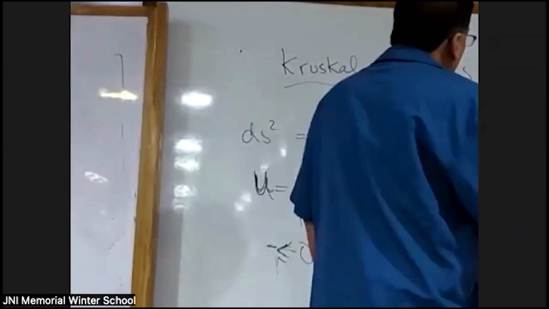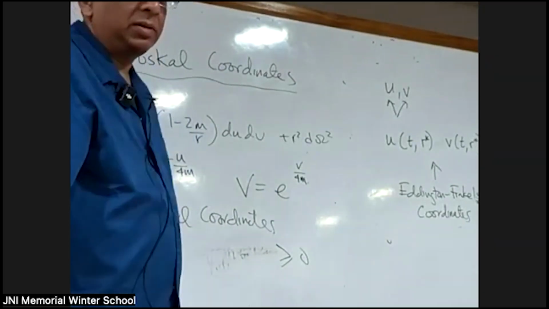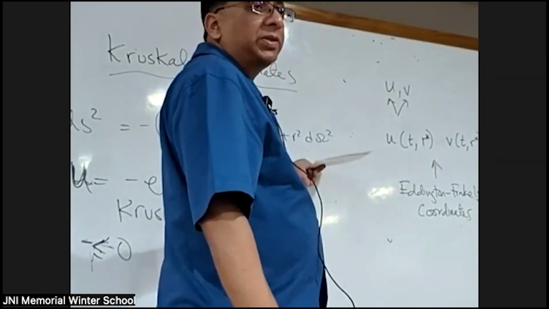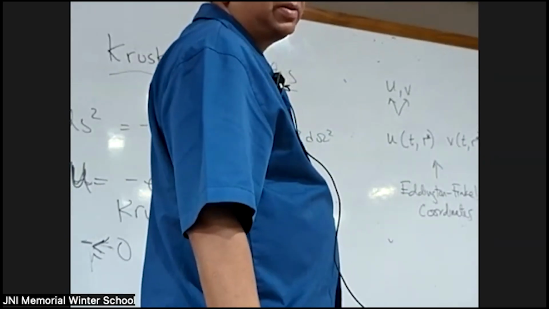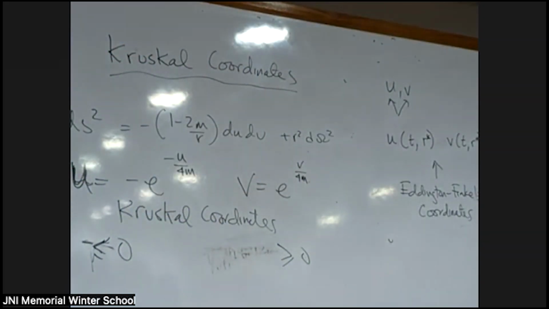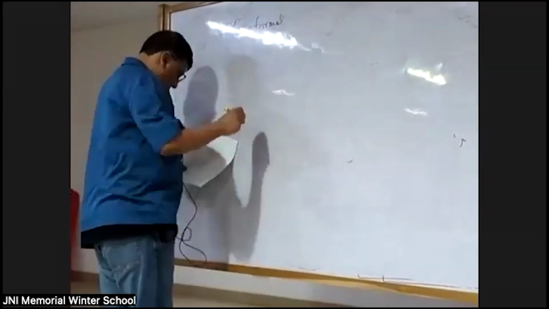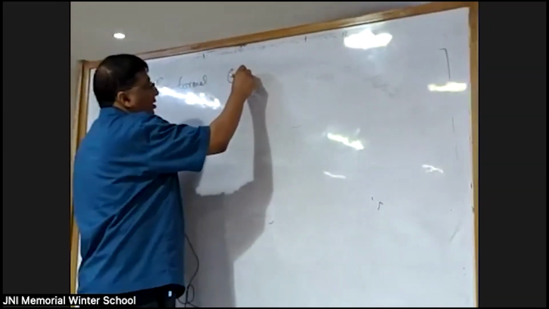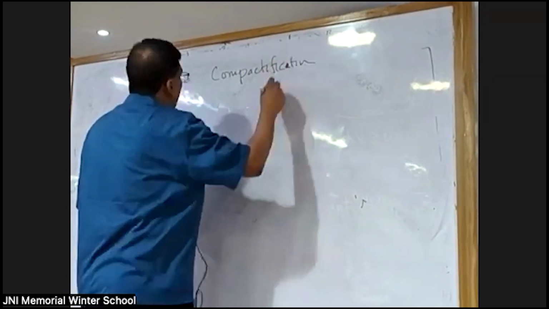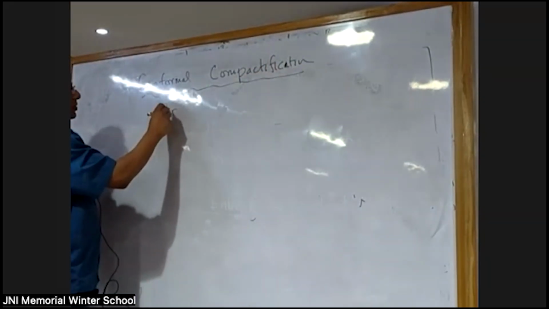If this is conformal in R and T, a full conformal transformation will also take out the angular piece. So this is conformal compactification, also known as Penrose diagrams, or Carter-Penrose.